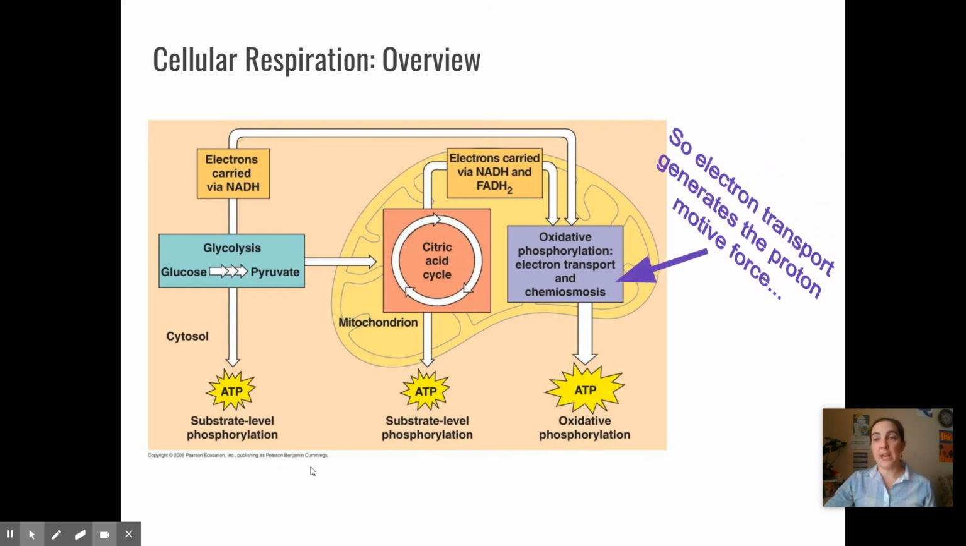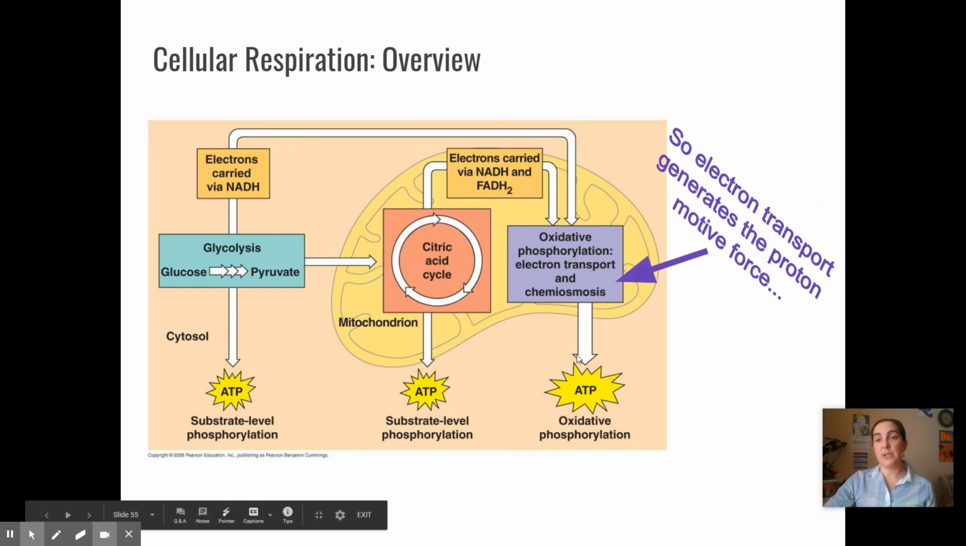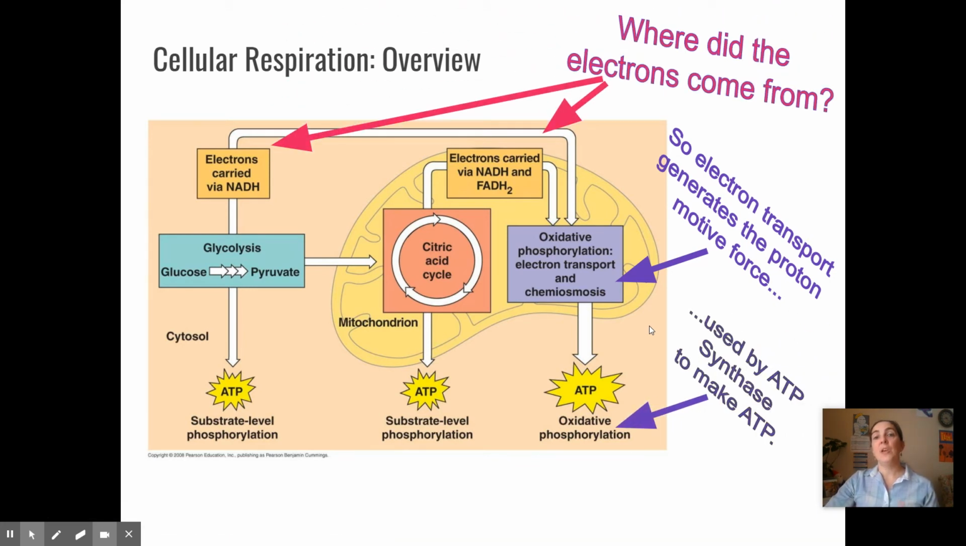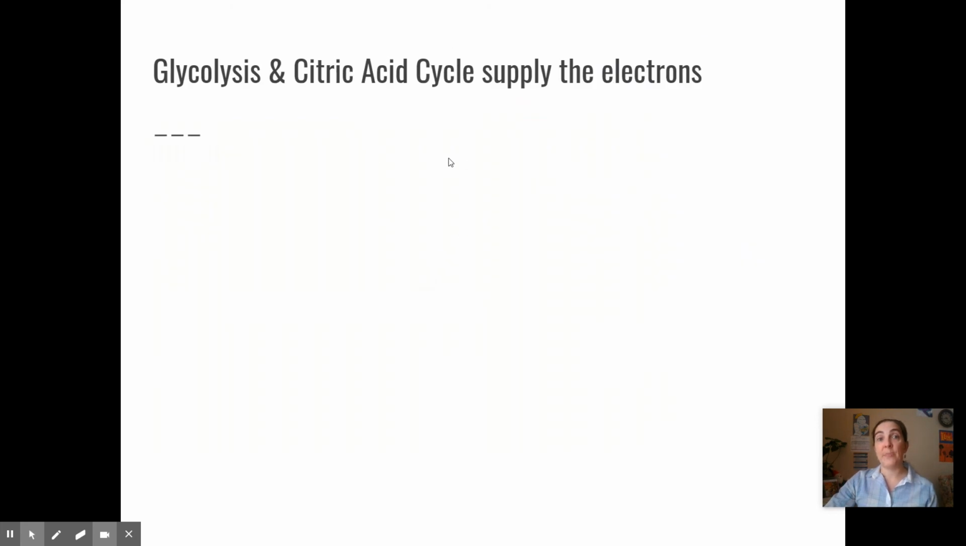So adding all the vocab in here, electron transport generates the proton motive force that's used by ATP synthase to make ATP. So where did the electrons for that electron transport chain come from? Well, they were carried here by that NADH and FADH2 that came out of these first two steps.